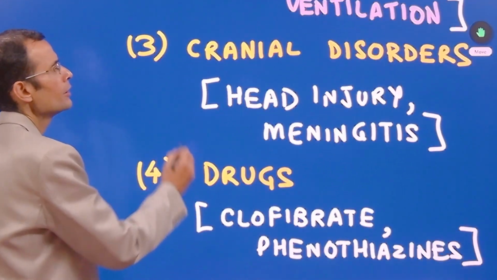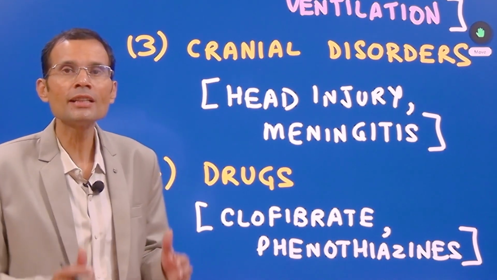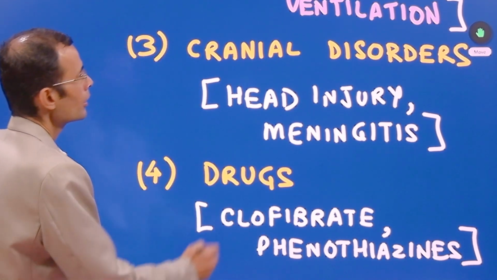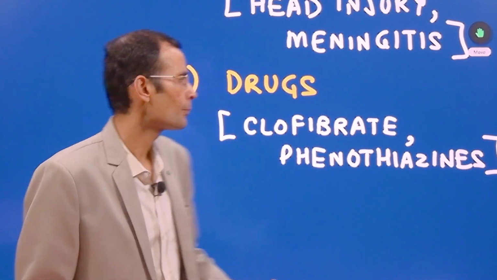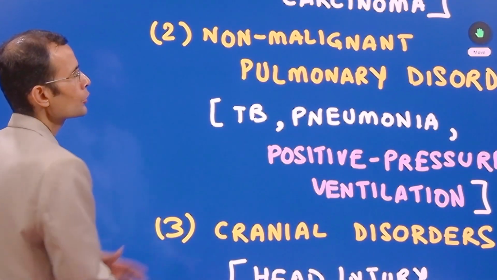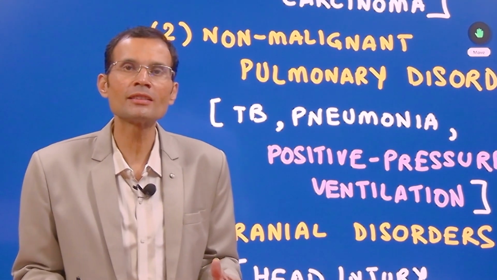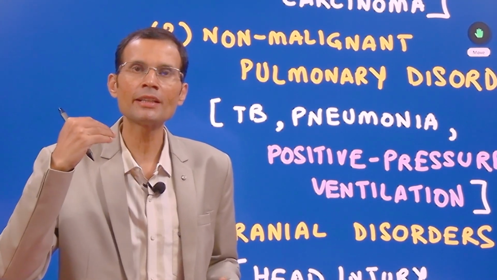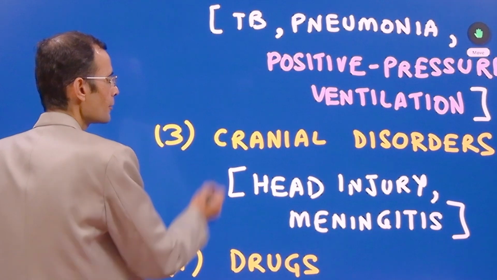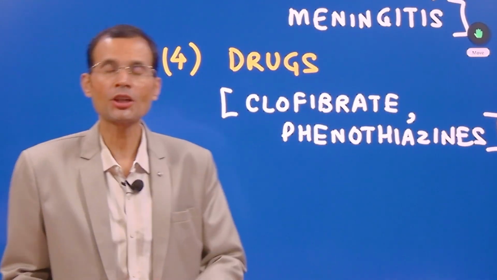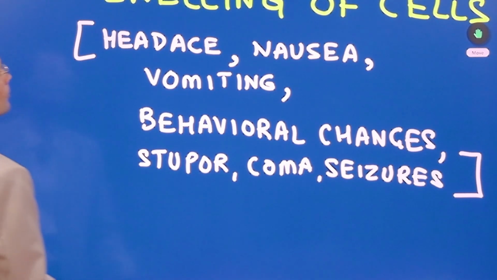There are cranial disorders like head injury or meningitis or increased ICT, increased intracranial tension, which is known to secrete excess ADH, and there are certain drugs. So these are the four major causes, two related to the lungs, one related to the cranium. You can remember like this, that since ADH is being secreted by something in the cranium itself, the posterior pituitary, therefore cranial disorders, and then the drugs, which can also cause excessive or inappropriate ADH secretion.